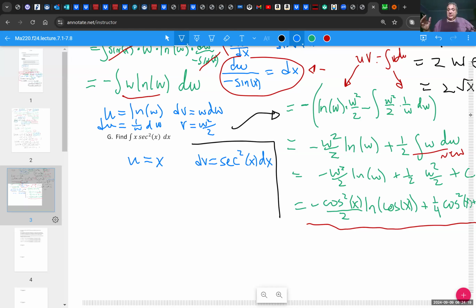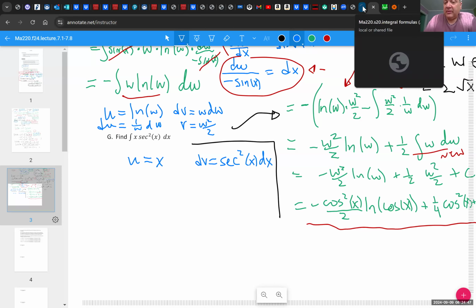So remember, not only does the u thing have to get simpler upon differentiation, but the dv thing has to be something that we know how to anti-differentiate. Otherwise, we're making the problem harder than it really was originally. So many students will look at this and say, oh, well, I'm doing something wrong because the secant squared is not something I can anti-differentiate. So this is what I wanted to show you. And some of you are already saying, but wait, don't we know how to anti-differentiate? Yes, we do.